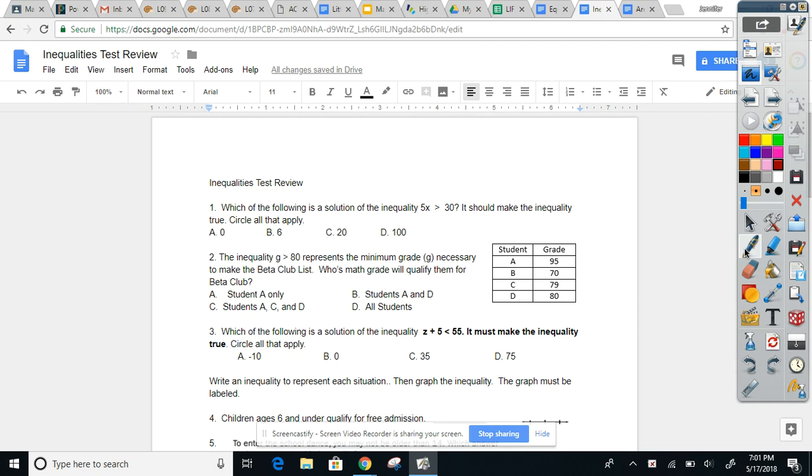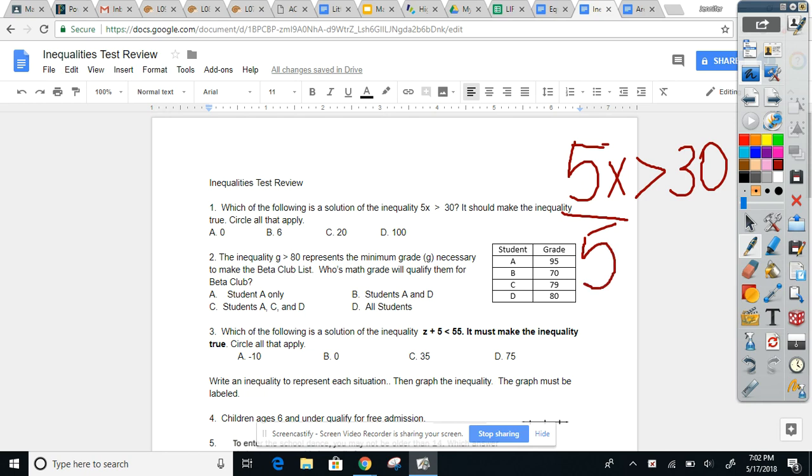So let's look at number 1. It says, which of the following is a solution to the inequality? It says 5x is greater than 30. Remember that the 5 is the coefficient, the x is the variable. That means that 5 times something is greater than 30. We could take our answer choices, plug them in, and see which one makes the statement true. But let's work it out, because I'd rather work it out so that we know how to solve for a variable. Remember that the coefficient and variable mean that we need to do the inverse, which is division.